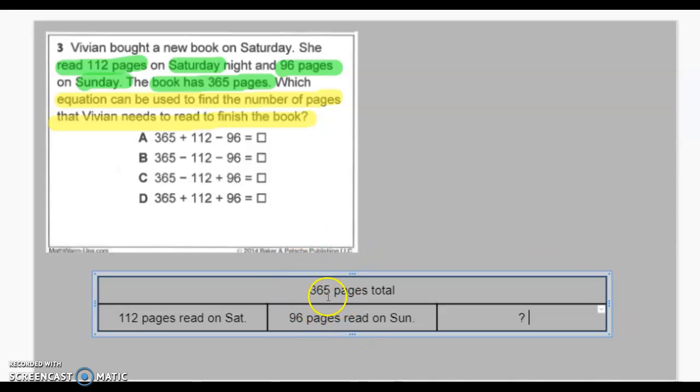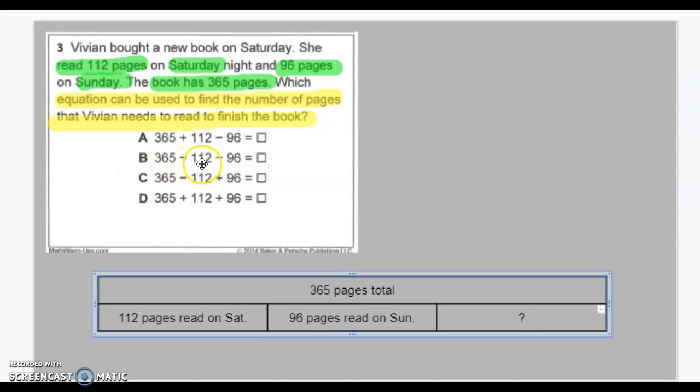So she has a total number of pages. On Saturday, she read 112. She doesn't have those pages anymore. She's done reading them, so it's like she took them away. She subtracted 112 pages from her 365. Then on Sunday, she read 96 more pages. She read them, she doesn't have them anymore, so she took them away. She got rid of them. That's another subtraction. So which one of these is going to be your correct answer?